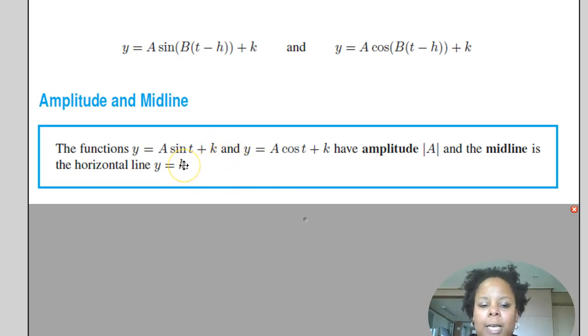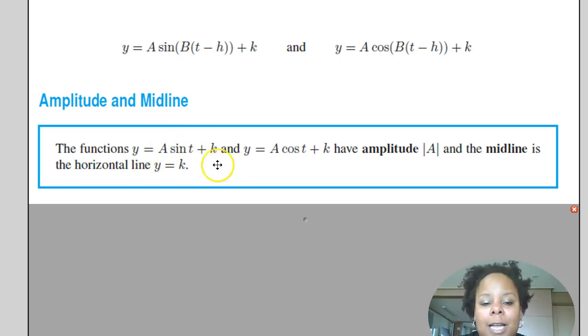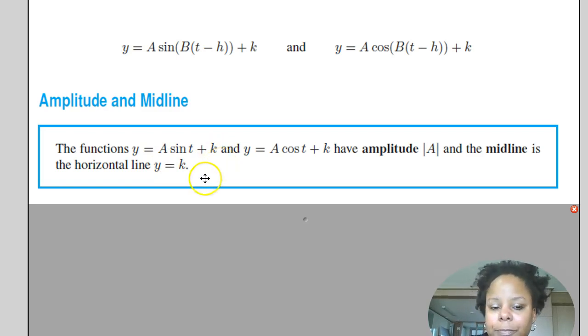Now, some of you may be asking, what happens if a is negative? Well, from our transformation activity, you know it's going to reflect the graph across the x-axis. But for right now we're looking at when a is positive, which represents the amplitude. When a is negative, the absolute value of it represents the amplitude of our function. So without even graphing the function, I can look at the a value and the k value and tell you the amplitude and the equation for the midline.